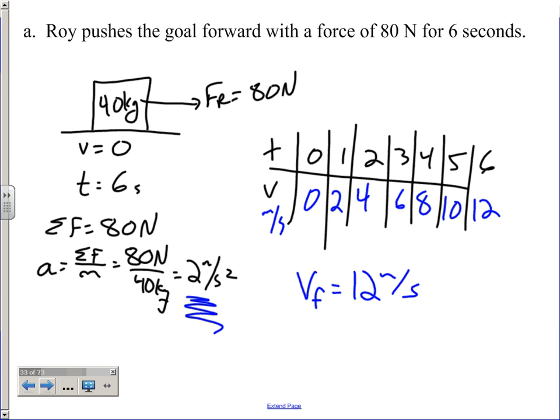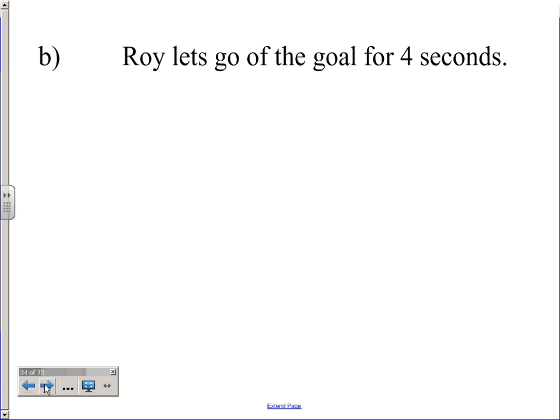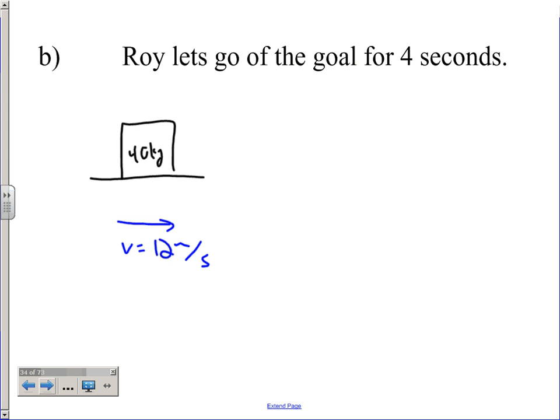Okay? So when we move on to part B, that's where we're going to start. So at the end of part A, we're moving at 12 meters a second. So now in part B, let's draw our goal again. Roy just got it moving, right? So we know that the velocity of the goal is 12 meters a second, right? Now it says Roy lets go of the goal. So look, it's 40 kilograms. If Roy stops pushing it, there's nothing pushing it forwards. We said it's frictionless. So that's our drawing. So what's the goal going to do?